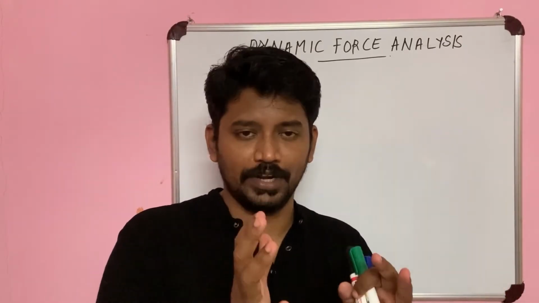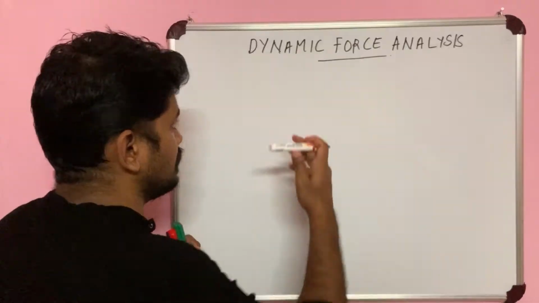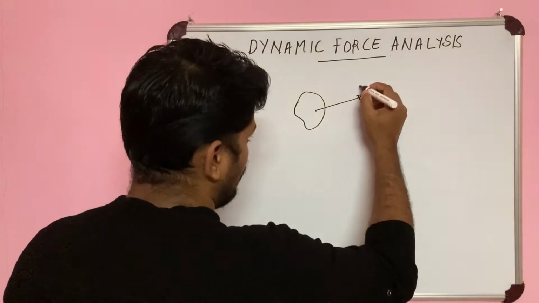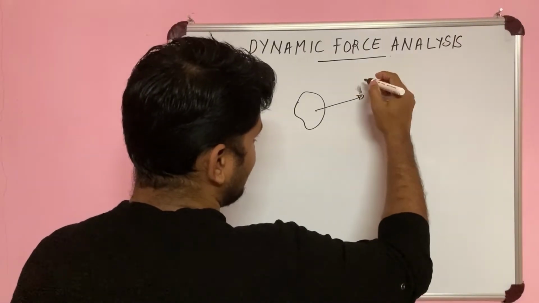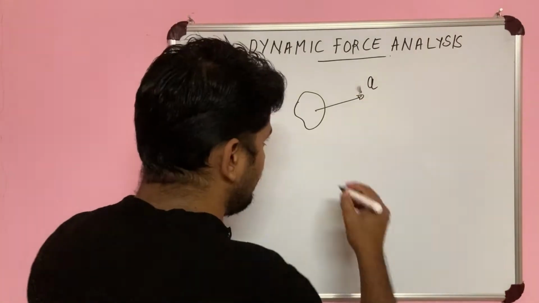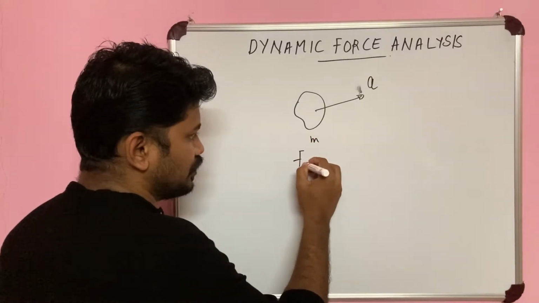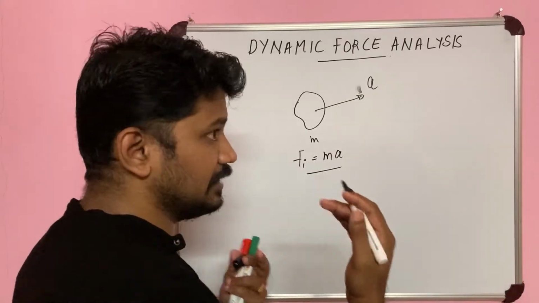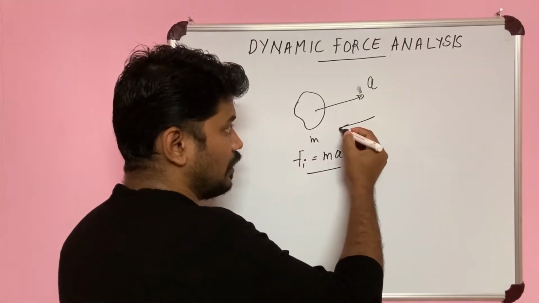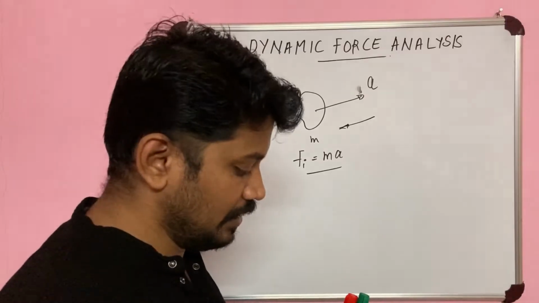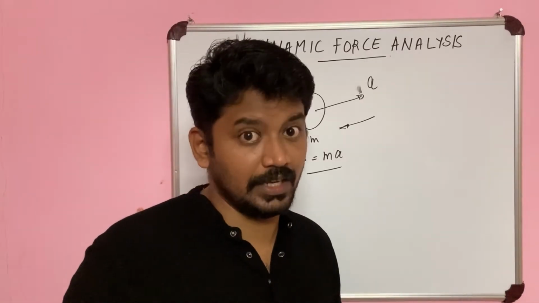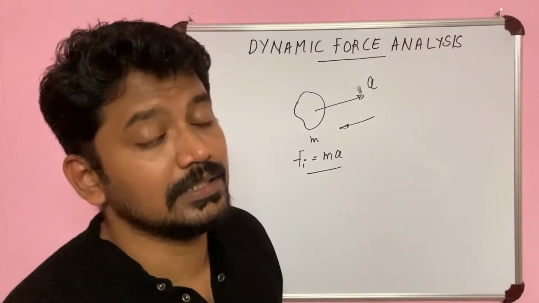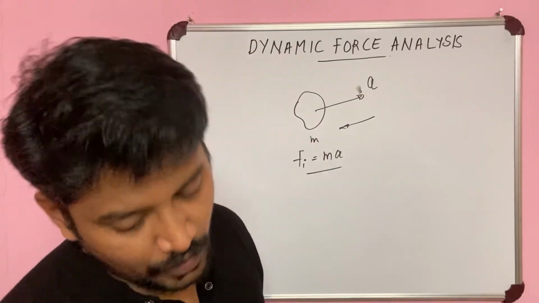Suppose you have a body and it is having an accelerating force, accelerating with an acceleration of a, and the body's mass is m. Then inertia force Fi is equal to ma. It is nothing but the force required in the opposite direction to bring the body into equilibrium, that is, to bring it to a standstill. That is what is called an inertia force.